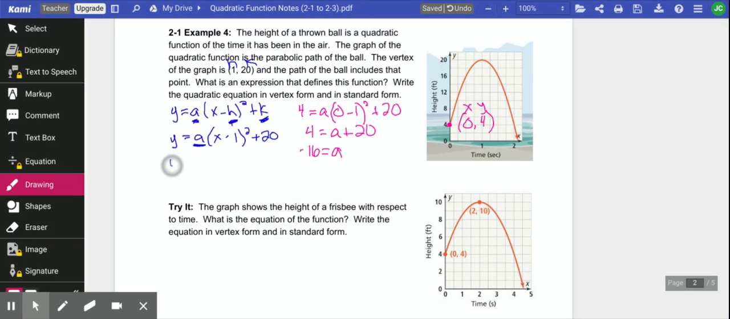So we come back over to this. y equals negative 16(x minus 1) squared plus 20. So this is our answer in vertex form.